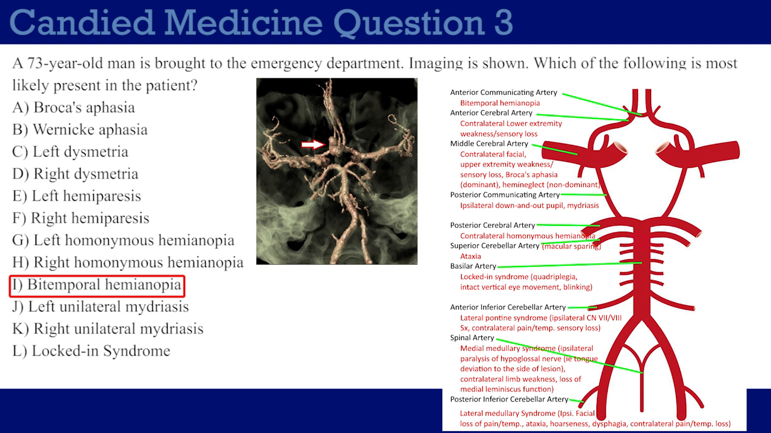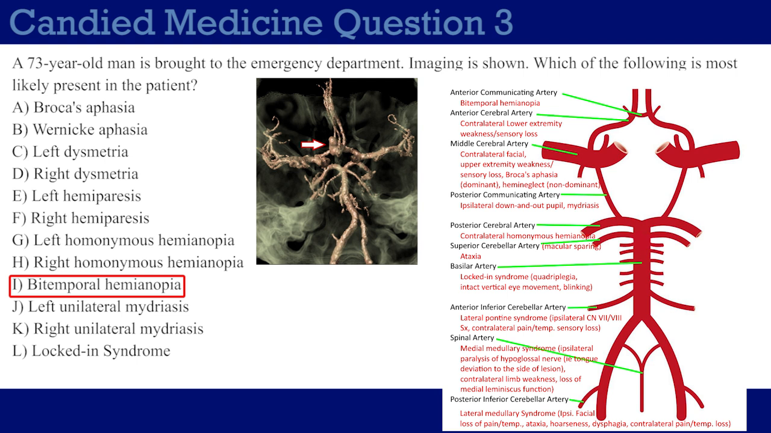For spinal artery, you're going to have the medial medullary syndrome. So you're going to have an ipsilateral paralysis of the hypoglossal nerve. So when you try to protrude your tongue, it's going to deviate to the side of the lesion because the muscles on the side of the lesion can't protrude the tongue the way the side that's fine can. So that's why it looks like it's bending to the side where the muscle isn't moving. And then you'll have contralateral limb weakness and contralateral medial lemniscus function loss. So obviously you'll lose things like discriminative touch, proprioception, vibration sense.